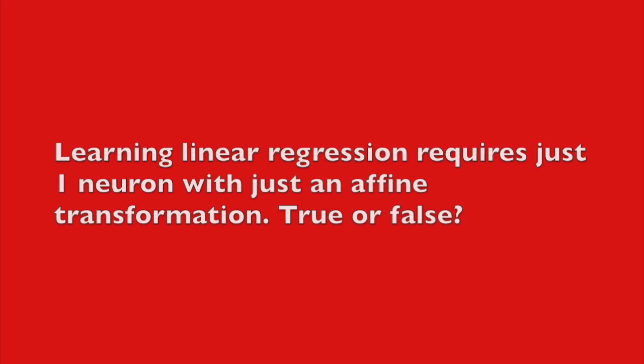Let's return to the question we posed at the start of the video. This statement is true. An affine transformation of any variable involves multiplying that variable by a constant and then adding a constant to it. So if you have a variable x, an affine transformation will be a function of the form wx plus b. This is exactly what one neuron accomplishes in its affine transformation portion. We do not need multiple neurons, nor do we need any non-linearity. So this statement on screen is true.